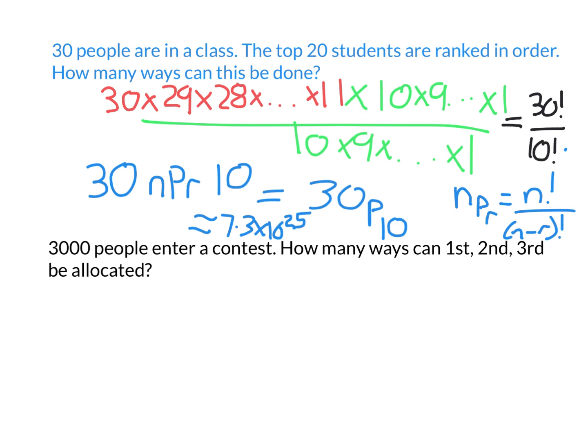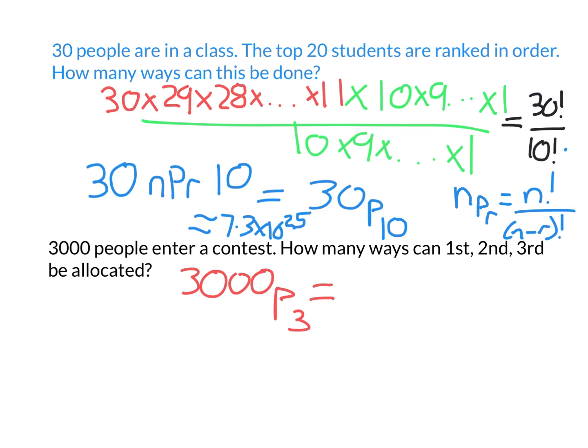So here, we're going to use the same idea. We are just picking 3 now from 3,000. So the answer would be 3,000 P3. But the problem is 3,000 factorial is too high to put in our calculator. It's too large a number for most calculators. So sometimes we will need to use this formula. Turns out this simplifies quite a lot.